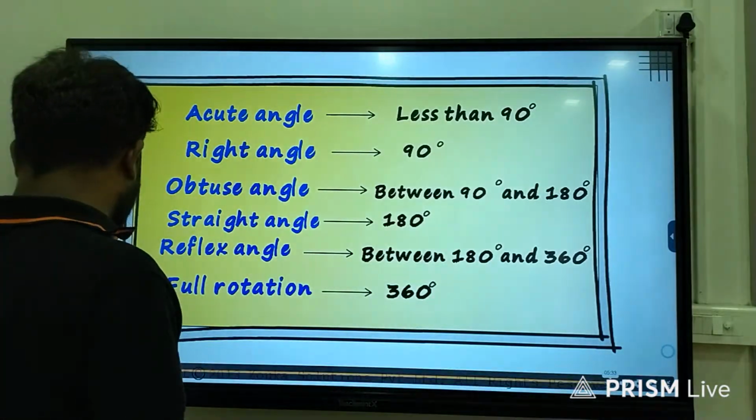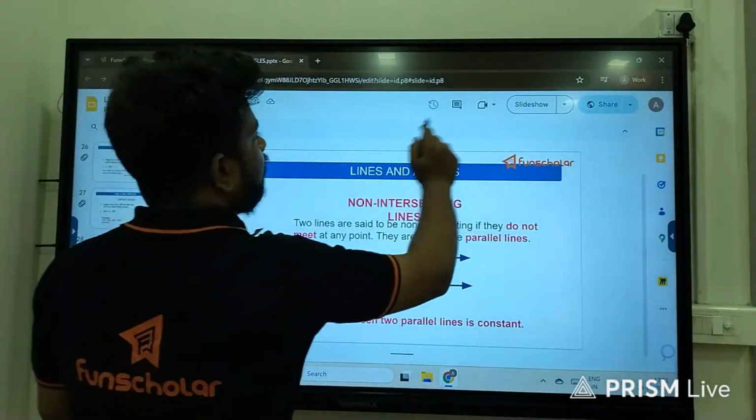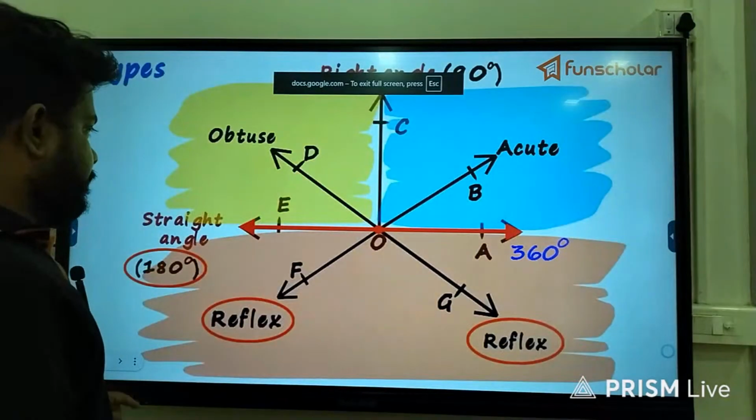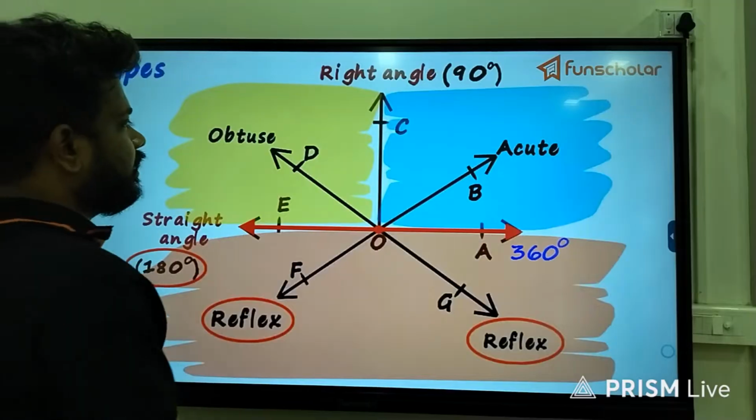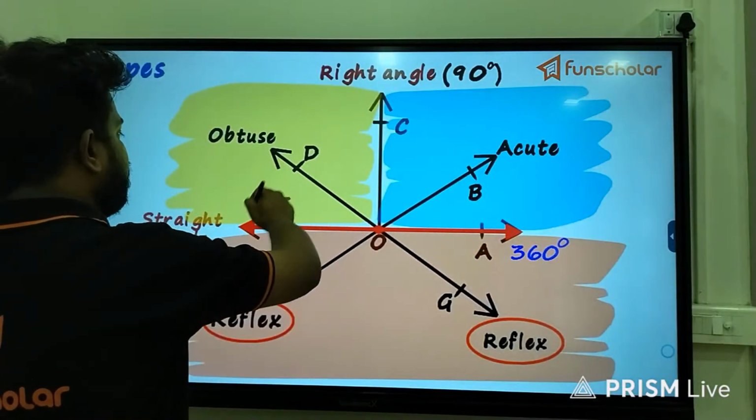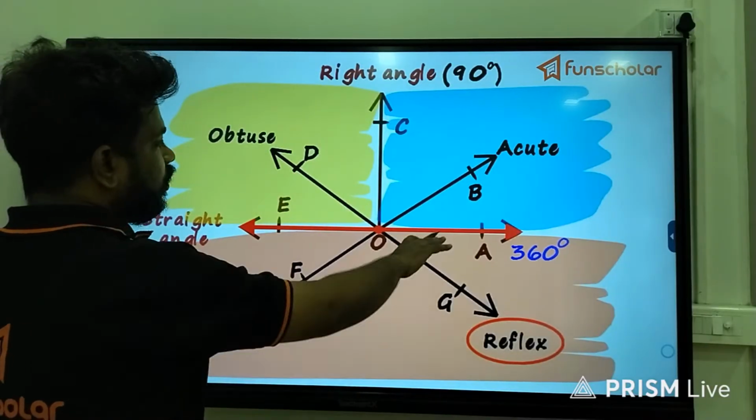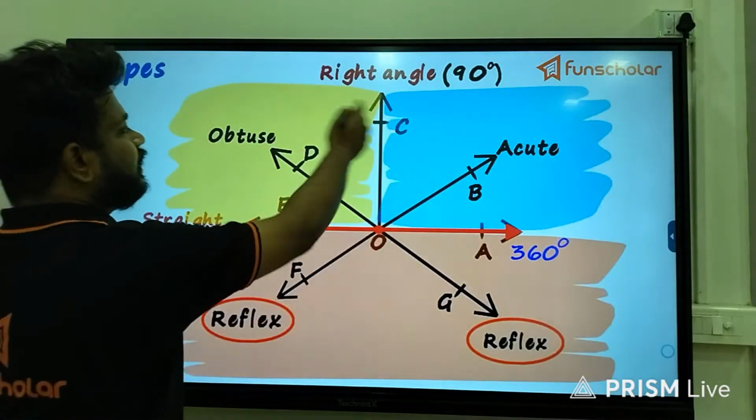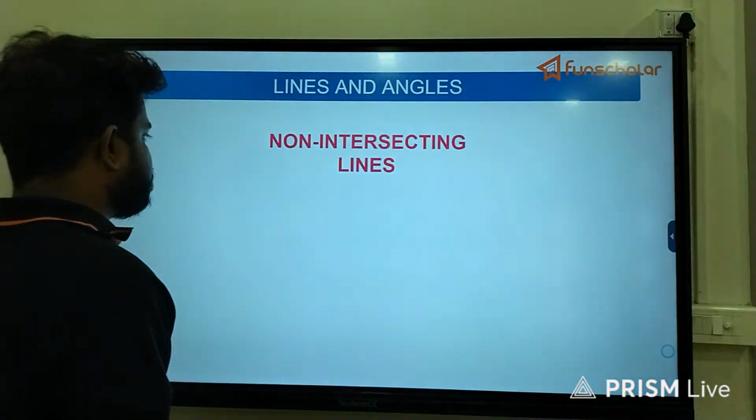Okay, and if you want to see it by drawing it, it will look like this. Up to 90 all are acute, up to 180 all are obtuse, bigger than 180 and smaller than 360 all are reflex angles, and a complete rotation will be 360. Okay, so let's go next.